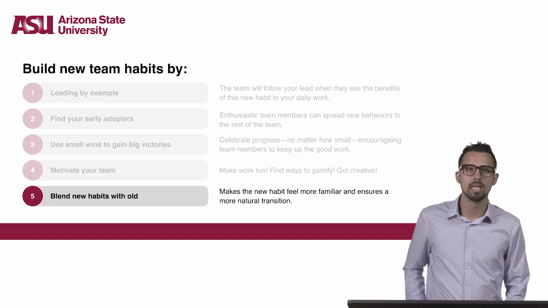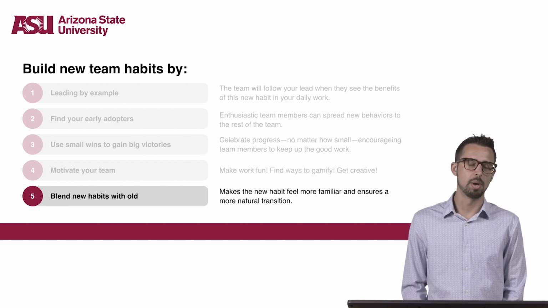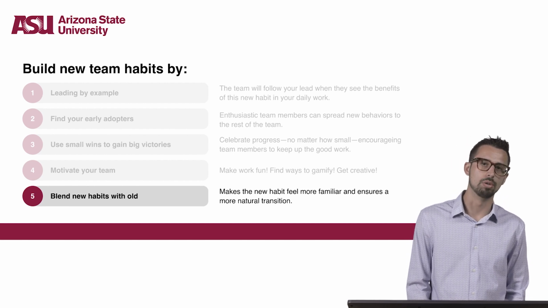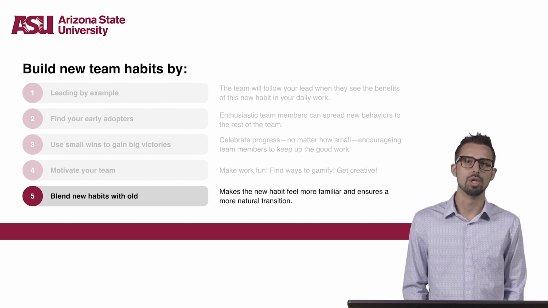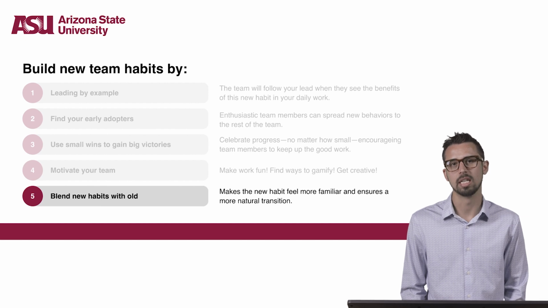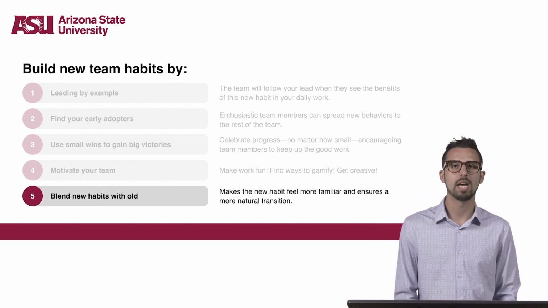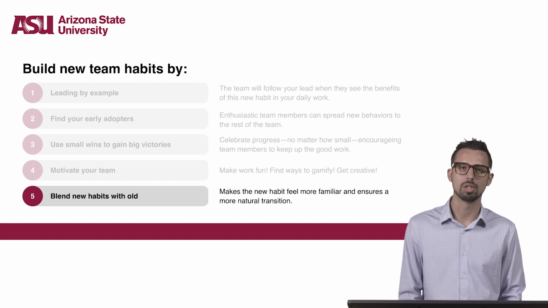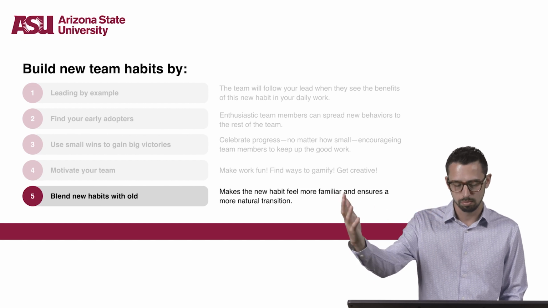And lastly, number 5, it's always easier to transition to new habits when you piggyback on older existing behaviors. It makes the new habit feel more familiar and ensures a more natural transition. Identify behavior your team is already doing well and help them take it to the next level.